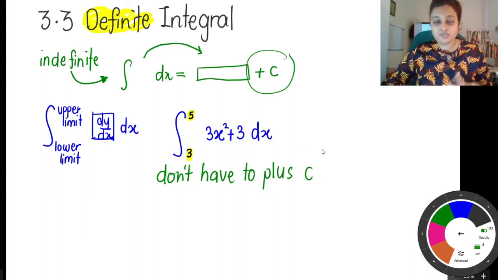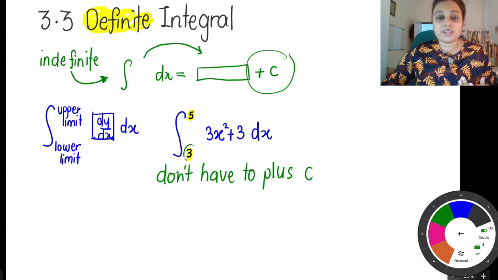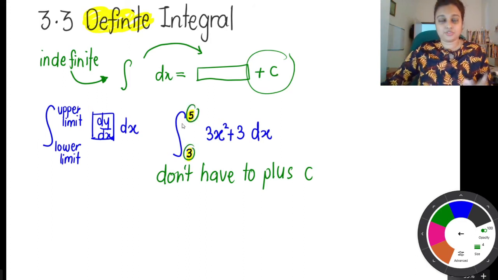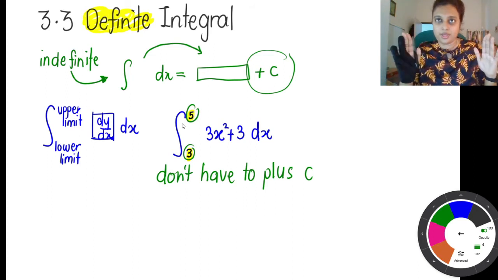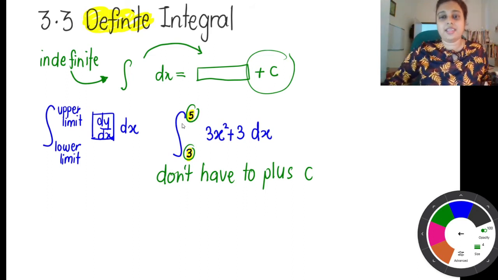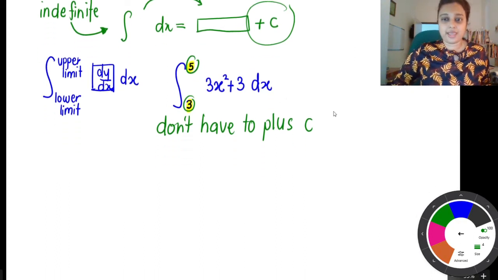Okay, because why don't it? You already got the lower limit and upper limit, so you already got a range of integration that you are doing. So you don't have to plus the C.